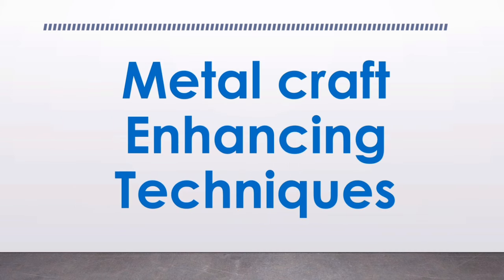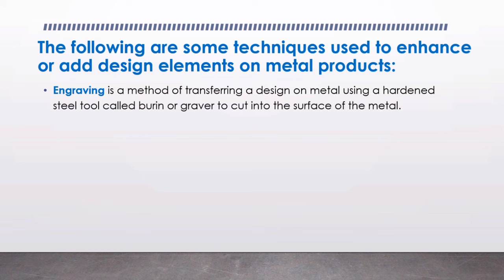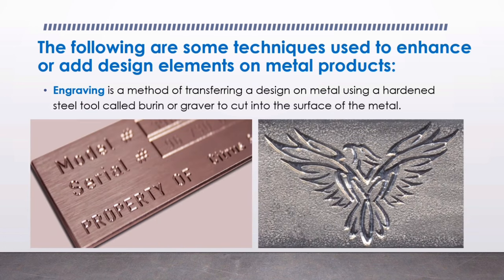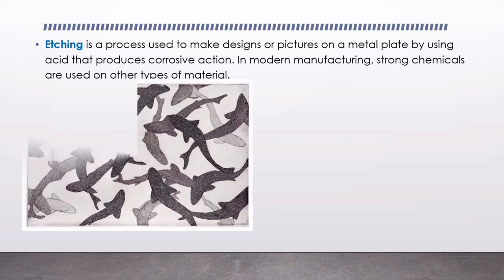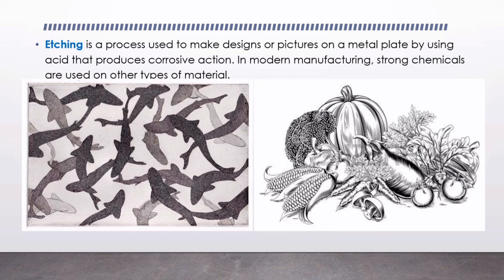Metal craft enhancing techniques. The following are some techniques used to enhance or add design elements on metal products. Engraving. It is a method of transferring a design on metal using a hardened steel tool called burin or graver to cut into the surface of the metal. Etching is a process used to make designs or pictures on a metal blade by using acid that produces corrosive action. In modern manufacturing, strong chemicals are used on other types of materials.